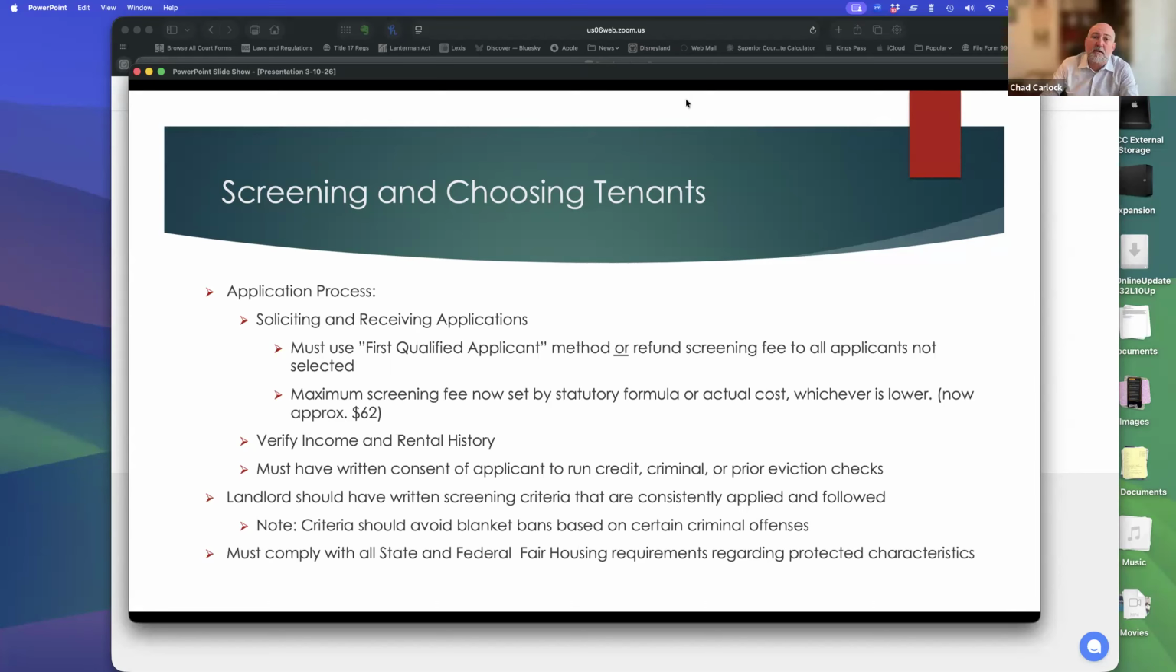For public subsidized housing, there are additional rules that they need to follow that are set down by the feds. And in terms of complying with subsidized housing requirements, those also get factored into the rules and regulations that you have for your tenants, which we'll talk about shortly.